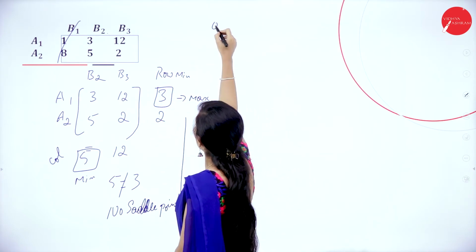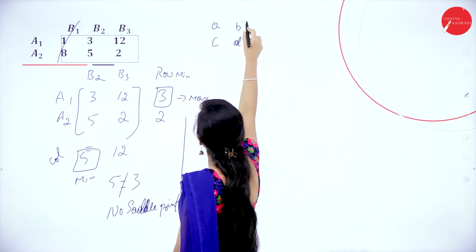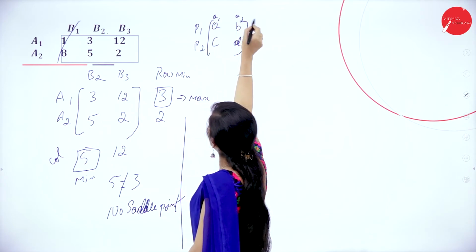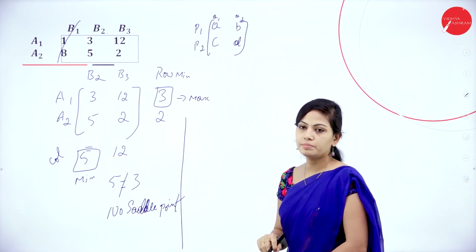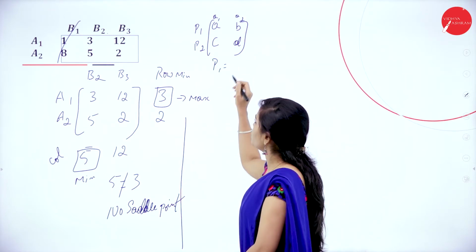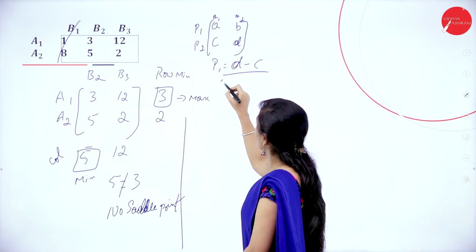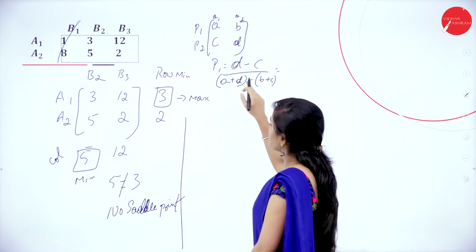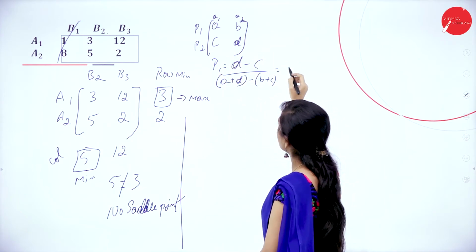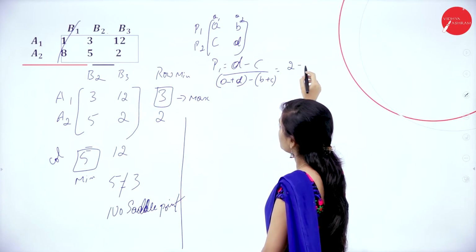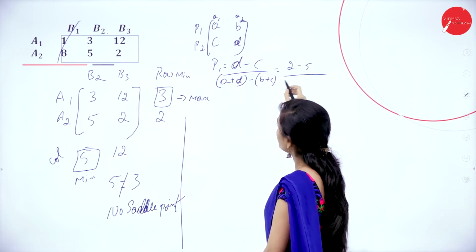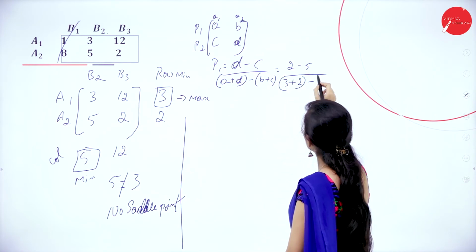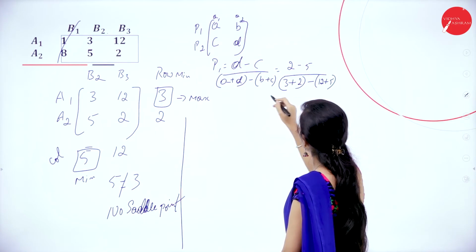By using the matrix representation A, B, C, D, and P1, P2, Q1, Q2, you can find the optimal strategy. By using the formula, P1 is equal to (D minus C) divided by (A plus D minus B plus C). Substitute the values: D value is 2 minus C value is 5, divided by A value is 3 plus D value is 2 minus B value is 12 plus 5.